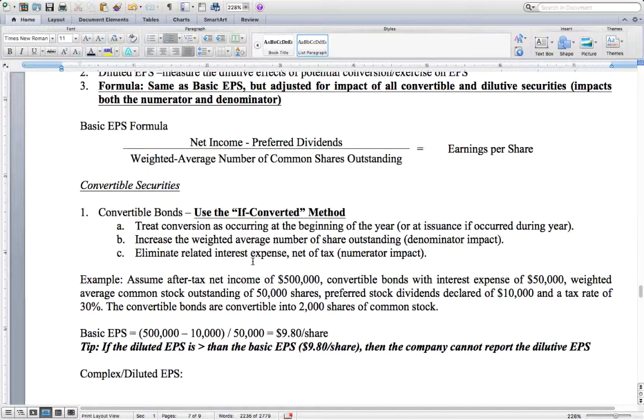And then you will increase your numerator because you are going to eliminate the interest expense you incurred, and then you will make that net of tax. And we will walk through this to make sure it makes sense.